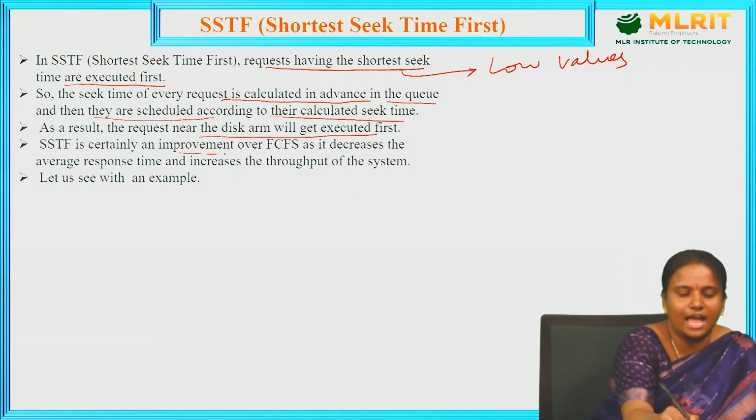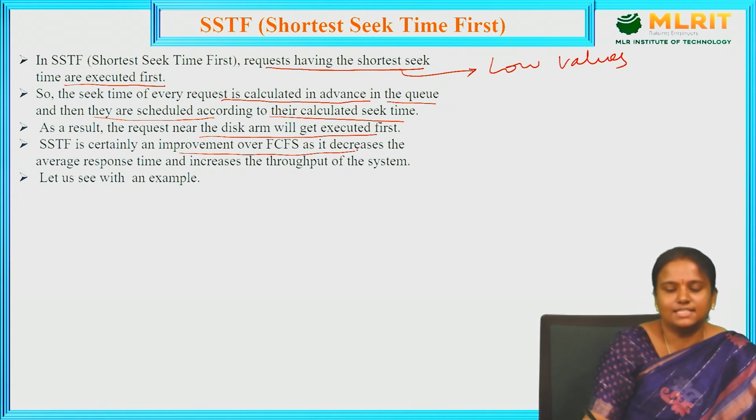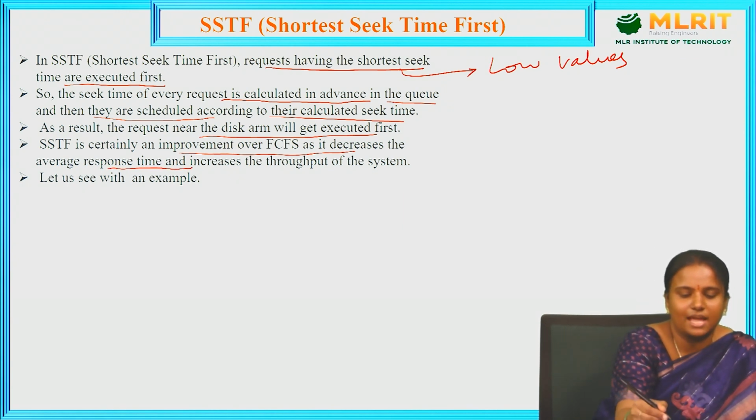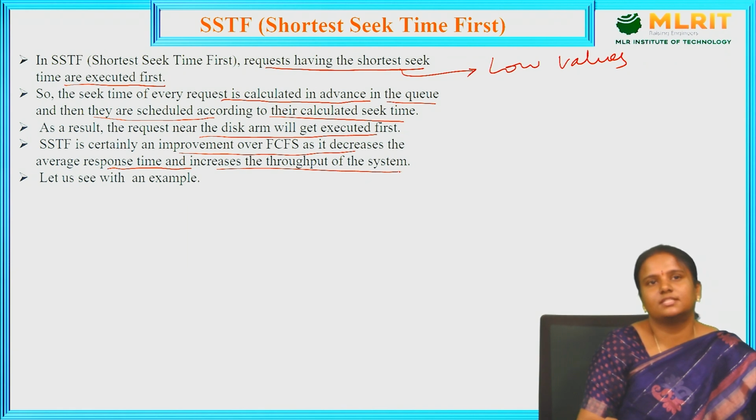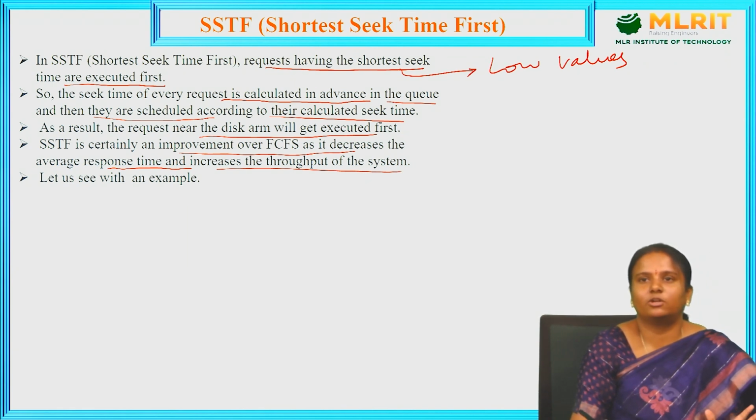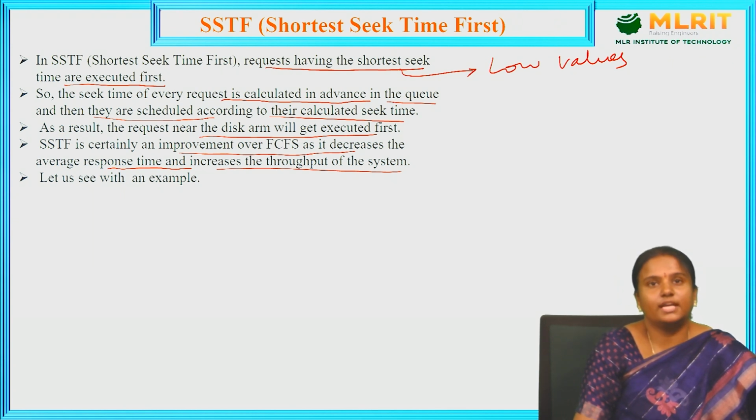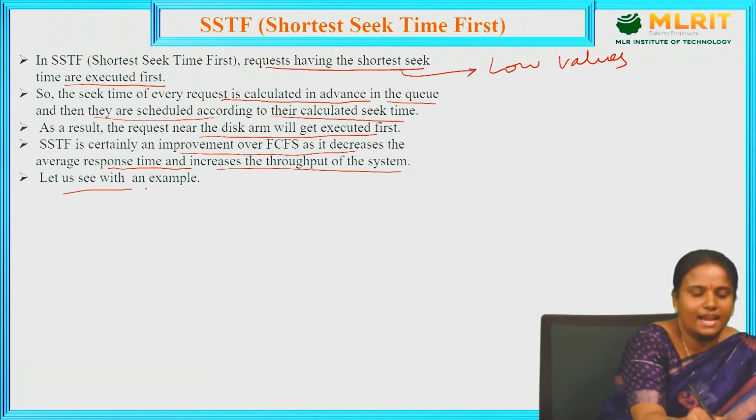SSTF is certainly an improvement over FCFS, as it decreases the average response time and increases the throughput of the system. Why? Because in FCFS, whatever request comes first, we place it first. Whereas in SSTF, we take the low values and make them ready for execution, then place them in head movements. So we decrease the average response time and increase the throughput of the system. Let us see an example program.